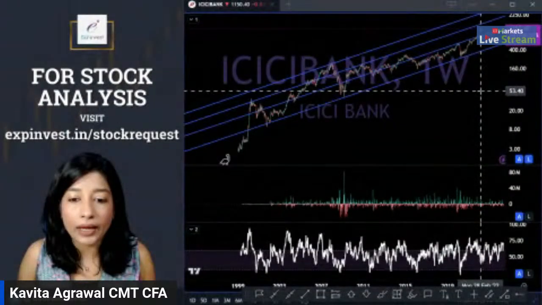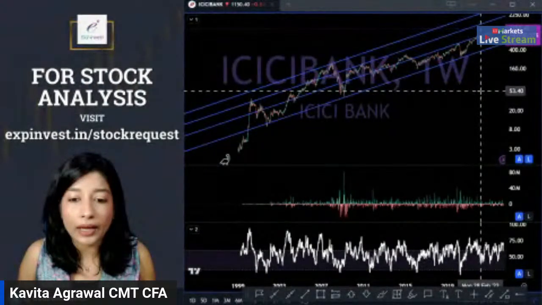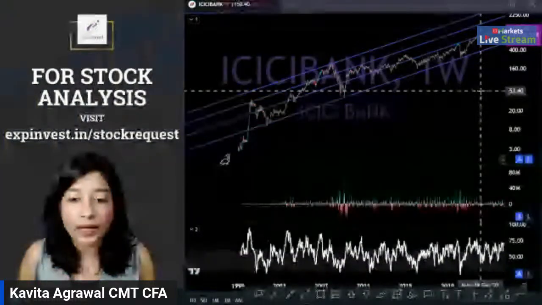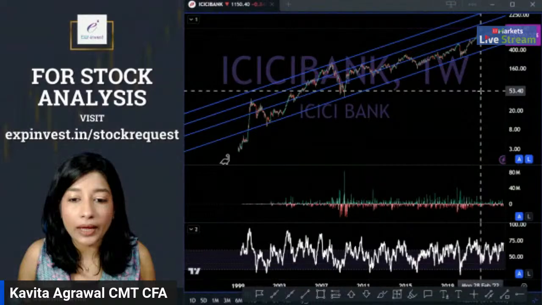So let's start with Sahil's Hindustan Lever. I am evaluating a fresh entry. All right, so for your fresh entry in Hindustan Lever, let's hop over to the chart and see what we've got here. Hindustan Lever, you want a fresh entry in the stock.